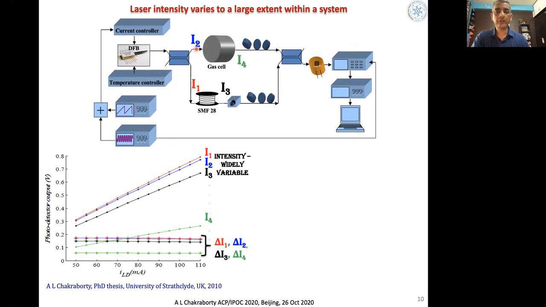Now, if you measure the intensity of the laser at these points, and if you plot them, you see that the intensity shows quite a lot of variation. For instance, the red one and the blue one, these two are at the output of a 50-50 coupler, and so they're reasonably similar. But once that light goes through a gas chamber, and you look at the green intensity, that shows a huge difference. So the intensity varies because there's a lot of coupling issues in between. So the point is that the intensity at different points within a system could vary, and likewise the intensity modulation also could vary.